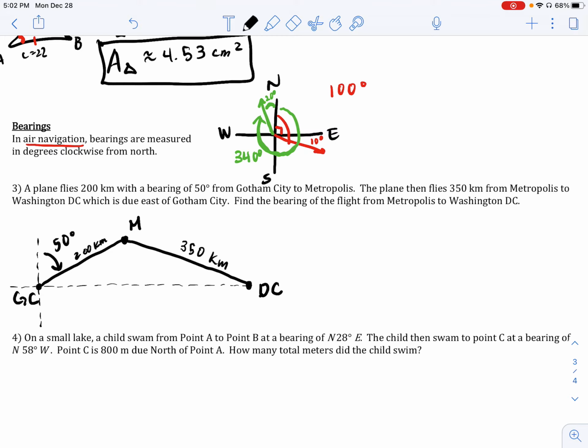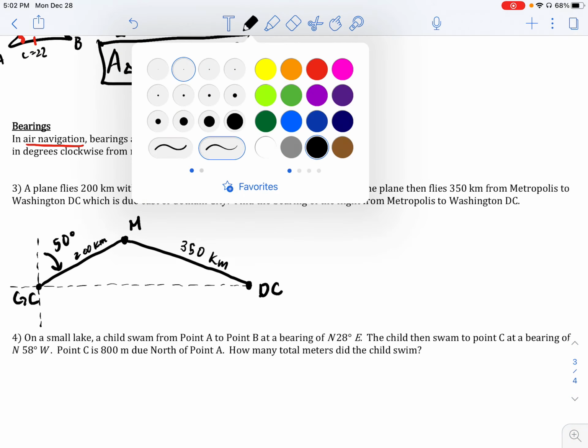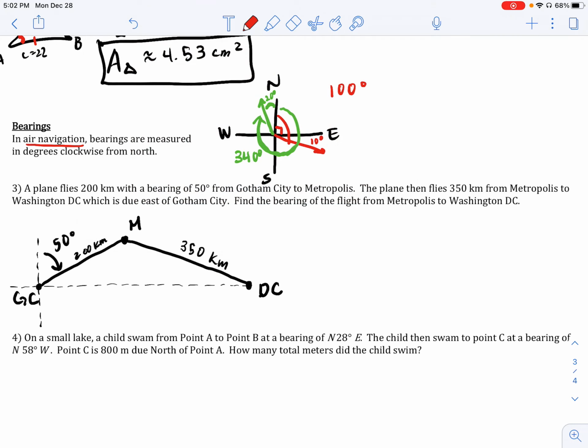What we are asked to find is the bearing of the flight from Metropolis to Washington, D.C. Now, before we set off doing that, let's make sure we understand what exactly that bearing would look like. From Metropolis to D.C., if we were dealing with normal bearings, we would be talking about this angle up here. However, since this is air navigation, the bearing we're actually discussing is all the way from this vertical line all the way down to that line there. This is clearly an angle that's greater than 90 degrees.